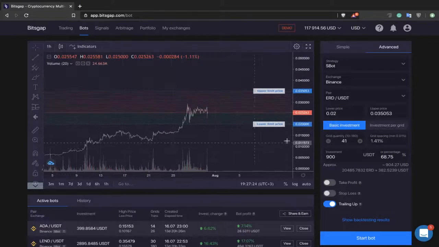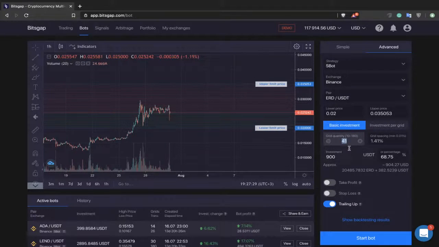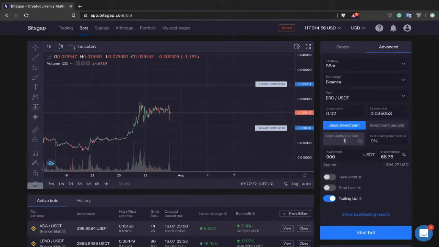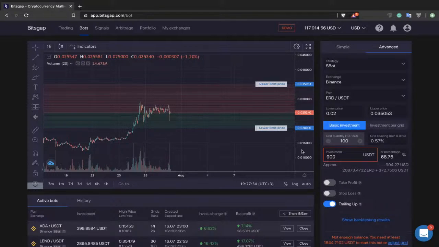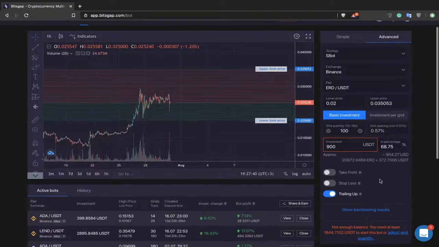Now we can configure the amount of grid levels distributed within this trading range. Now I have 41. Let's say I want to have 100 grid levels. Notice that the more grid levels I'm willing to plot, the more investment allocation is required, because there are minimum requirements for each order coming from the exchange. Binance has a minimum order size of 10 USDT. That's the minimum. That is why plotting more grid levels requires you to have sufficiently more investment.